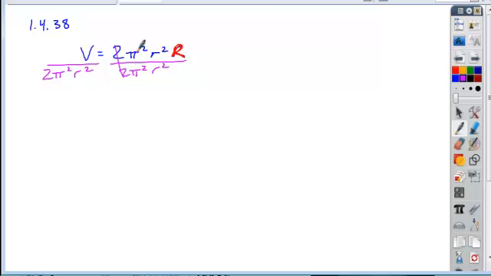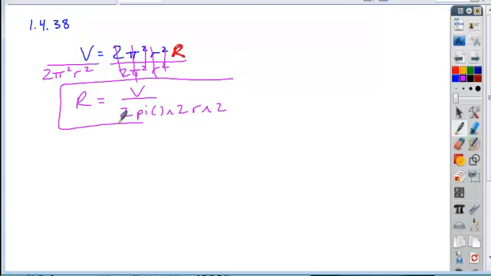So the factors of 2 cancel, the pi squareds cancel, and the r squareds cancel. And so we're left with our equation, R is equal to V over 2, we would call this pi, parentheses, close parentheses, squared, followed by r squared. So this is what your entry would look like for this.